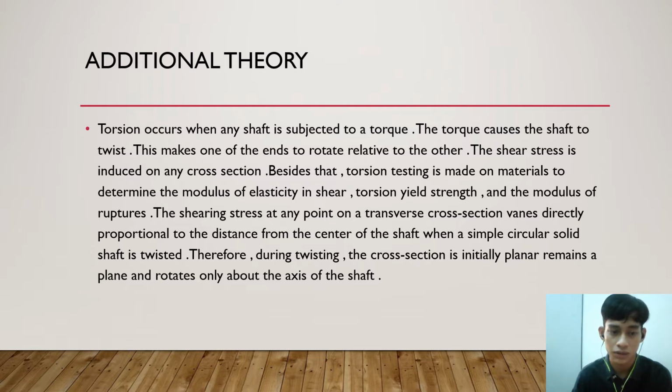the modulus of rupture. The shearing stress at any point on a transverse cross-section varies directly proportional to the distance from the center of the shaft when a simple circular solid shaft is twisted. Therefore, during twisting, the cross-section is initially planar, remains a plane, and rotates only about the edges of the shaft.